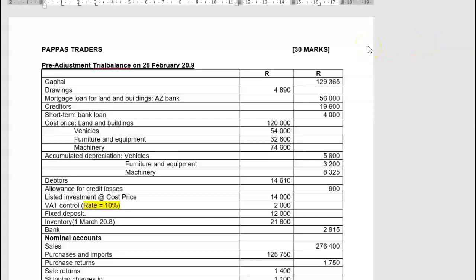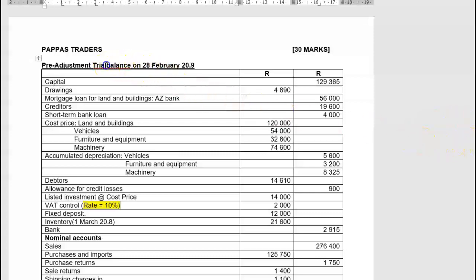Let's see, Pappas Traders. What I like about this question is that it is the first question that we've done where they actually ask you for the accounting policy notes. So make sure that you can write the accounting policy notes. Make sure you know exactly what the wording is for the accounting policy notes. And furthermore, it also tests a few other principles.